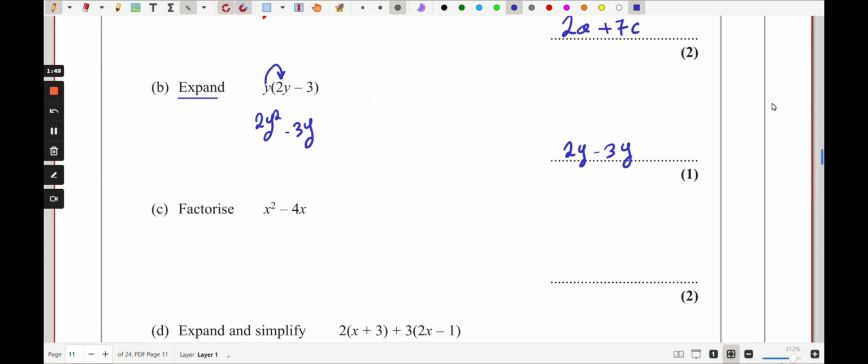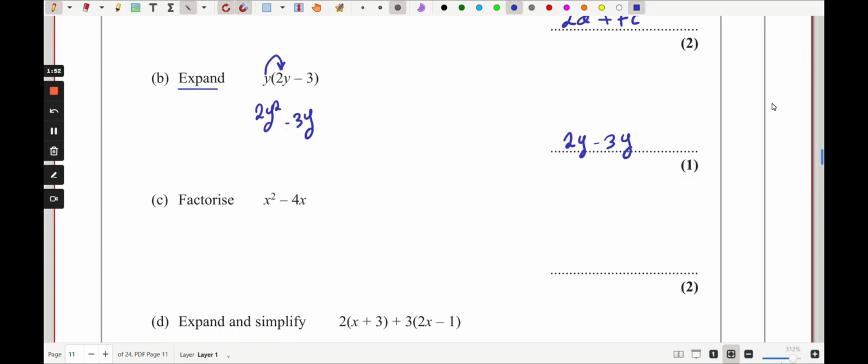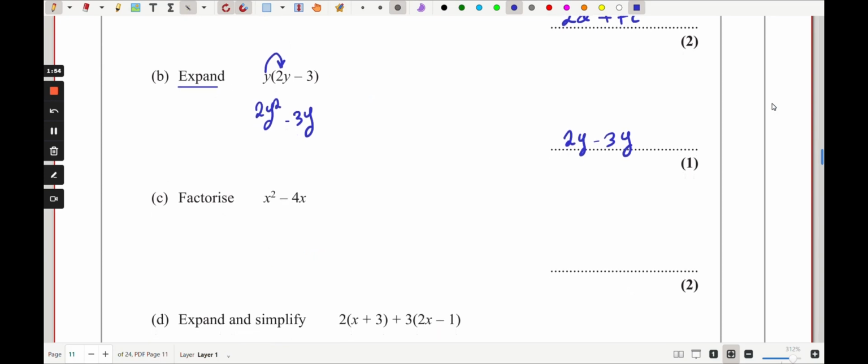Part C, factorize. Here we have x squared minus 4x. So we need the highest common factor between these two terms. We know that x squared means x times x, and here we have 4 times x. So there is x as a common factor, so we'll take it out. So x out, open brackets, left over is x, minus left over is 4 times 1, which is 4.